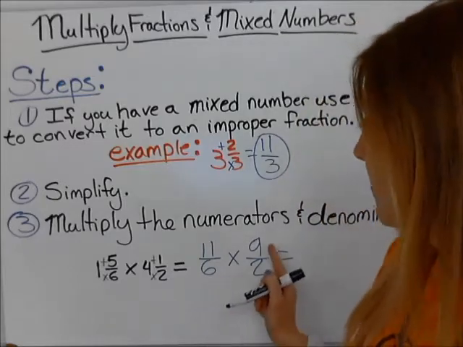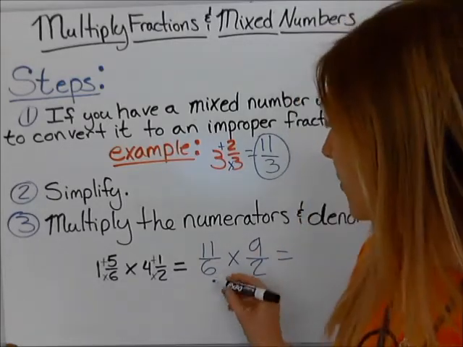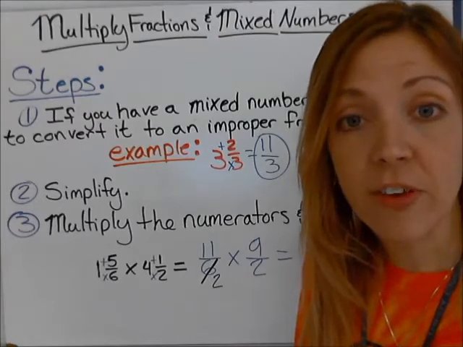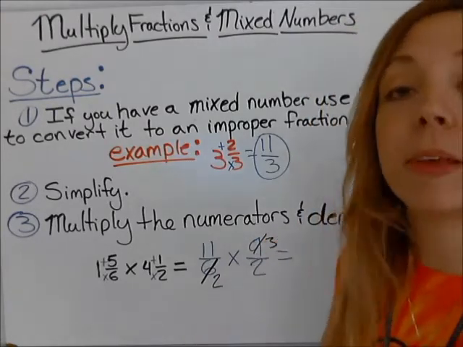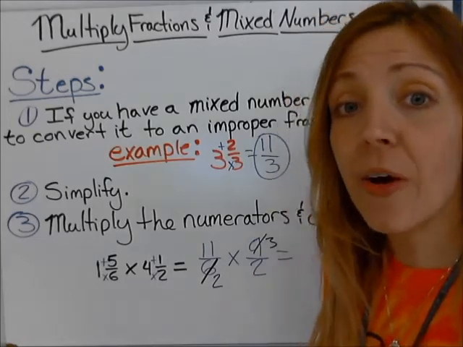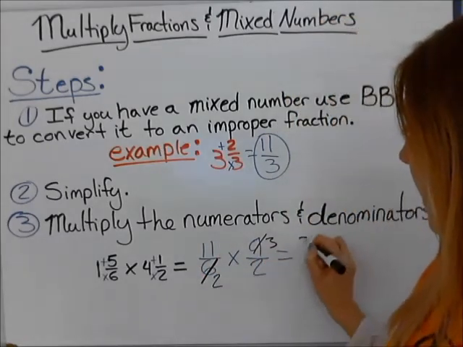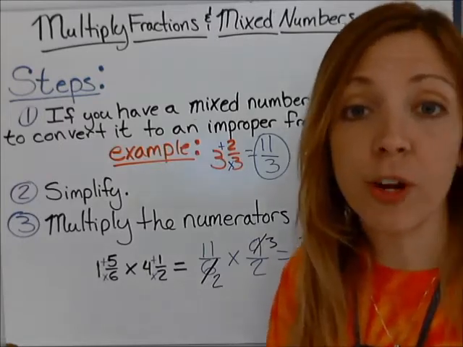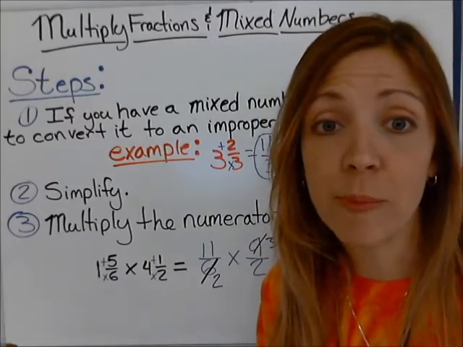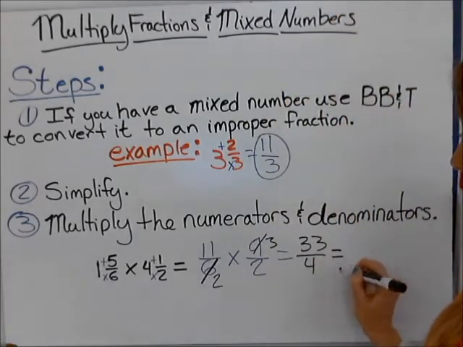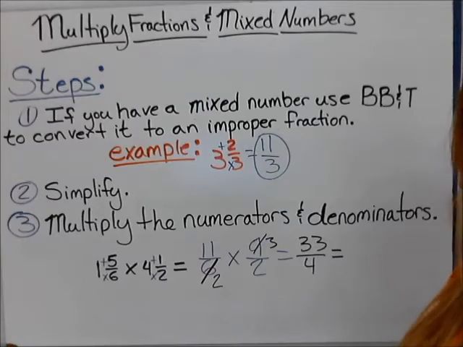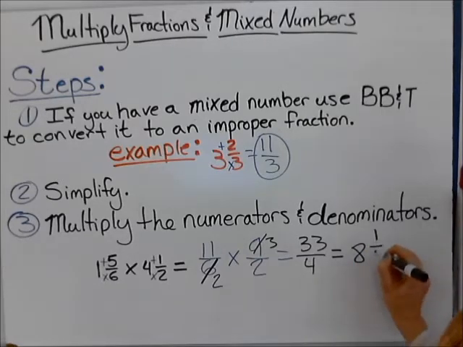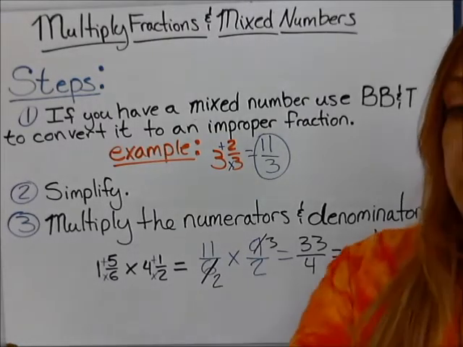So I can simplify the 9 and the 6 by dividing them by 3. I can change the 6 into a 2, because 6 divided by 3 is 2, and I can change the 9 into a 3, because 9 divided by 3 is 3. And now I can multiply straight across. 11 times 3 is 33, and 2 times 2 is 4. 33/4. Then I want to change that improper fraction back into a mixed number. So 33 divided by 4. 4 times 8 is 32, so it goes 8 times with 1 left over out of 4. 8 1/4 is what that's going to turn into.